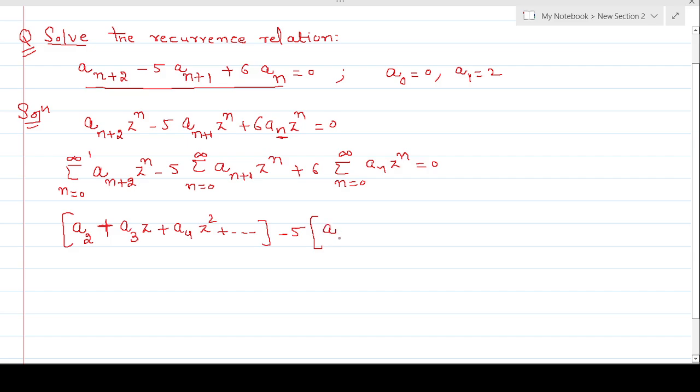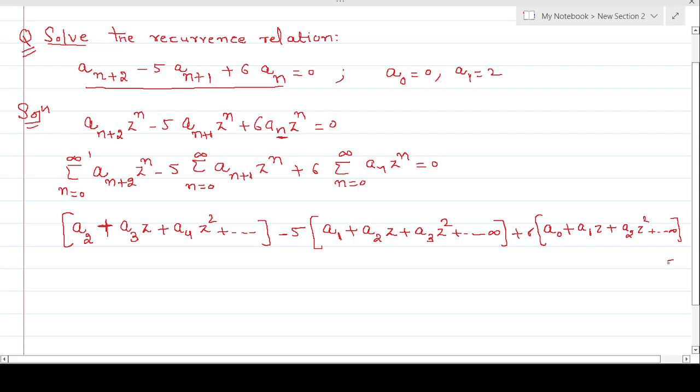It is A1 plus A2z plus A3 z square and so on, plus 6 times, set n value equal to 0. So what is it? It is A0 plus A1 z plus A2 z square and so on up to infinity. This is equal to 0.